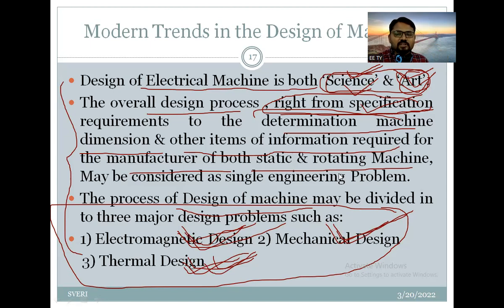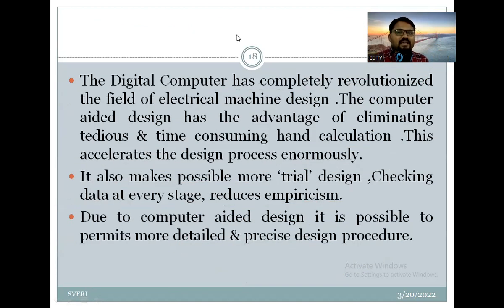See, it is given in the next slide. As far as the modern point of view is concerned, the digital computer has completely revolutionized the field of electrical machine design. Not only our field, all other fields have been revolutionized by the digital computer. In the previous days, we were doing calculations on paper, checking many times whether this is correct or that is correct. But as far as modern trends are concerned, what are we doing?